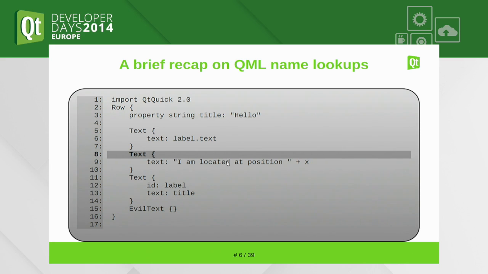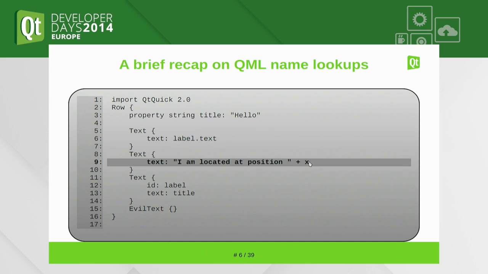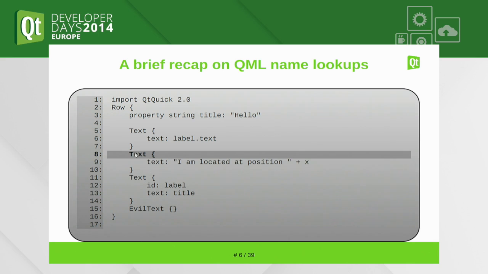So in this example, x is resolved to, there is no object that has the identifier x. So there's only one that is called label, but there's none of x. So the next thing is that we'll look into the properties of the current scope object, and that is the text element, and that one does have a width, height, y, and it has an x property. That's the one we're looking for. So this will result in a string that says I'm located at position and the x coordinate of this item.